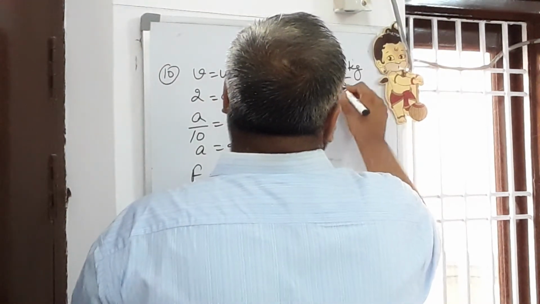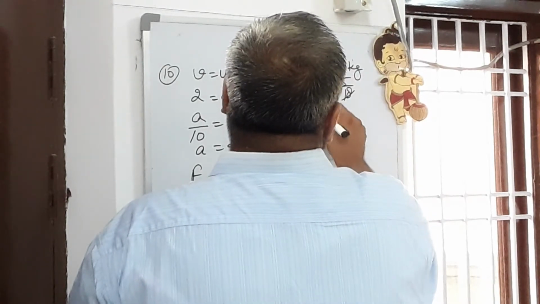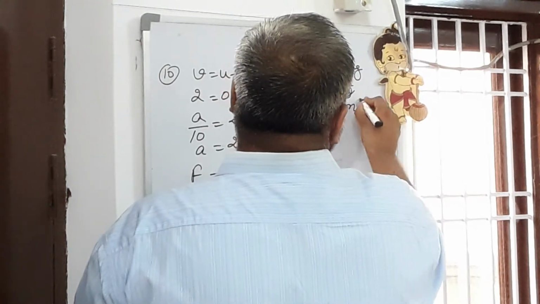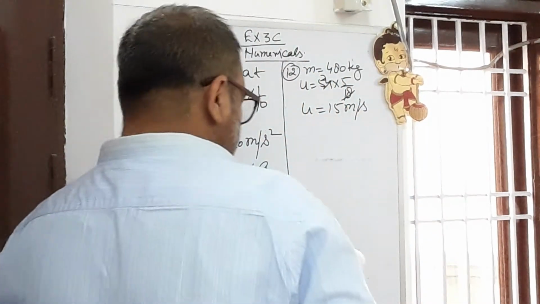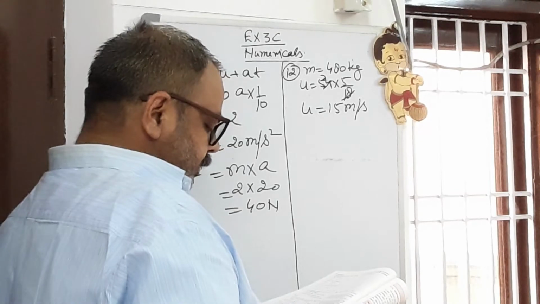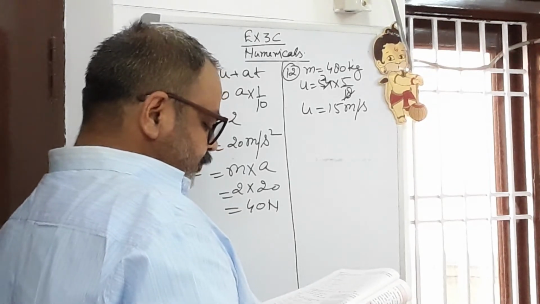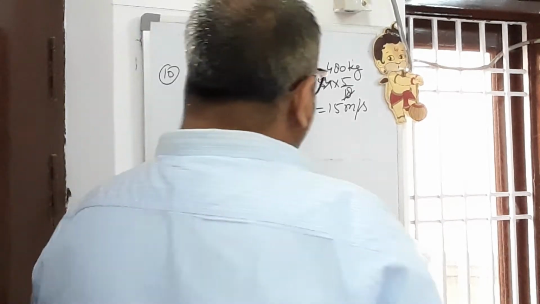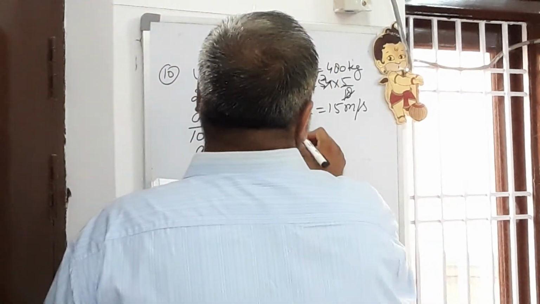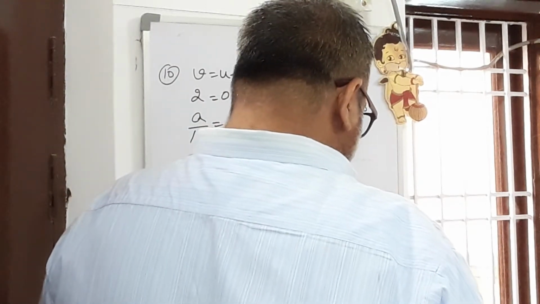18 3 are 54. U is equal to 15 meter per second. ठीक है। इनिशियल वेलोसिटी आ गया 15 मीटर पर सेकेंड। Stop by applying the brakes in 10 seconds. फाइनल वेलोसिटी 0 हो गई, कार स्टॉप हो गई। Calculate the force applied by the brakes.